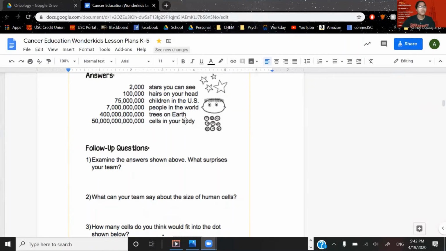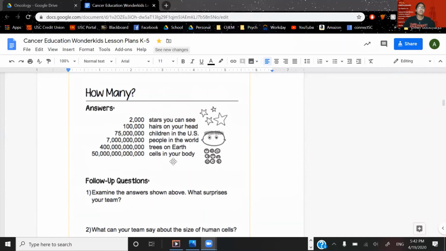But you just have to reinforce the fact that cells are the smallest living building blocks of our body, and so we have a ton of them. You have to keep telling them these are really, really tiny. They're going to ask, is it smaller than an ant? Yes, it's smaller than an ant. Is it smaller than some other small creature? And the answer is yes.